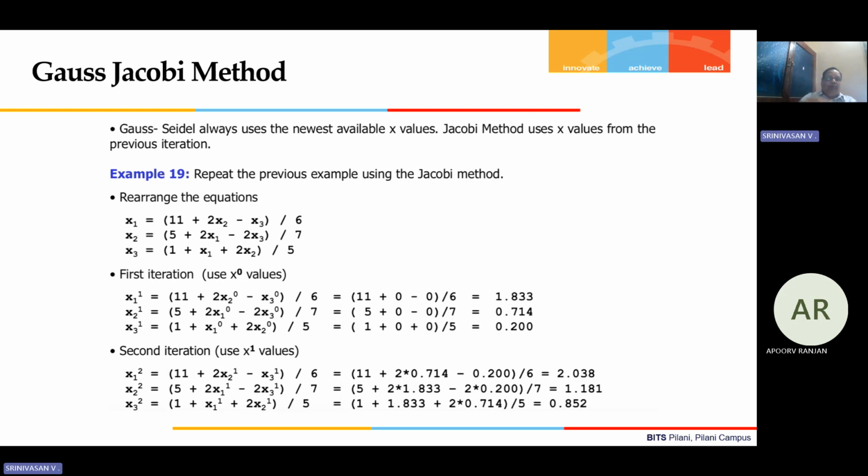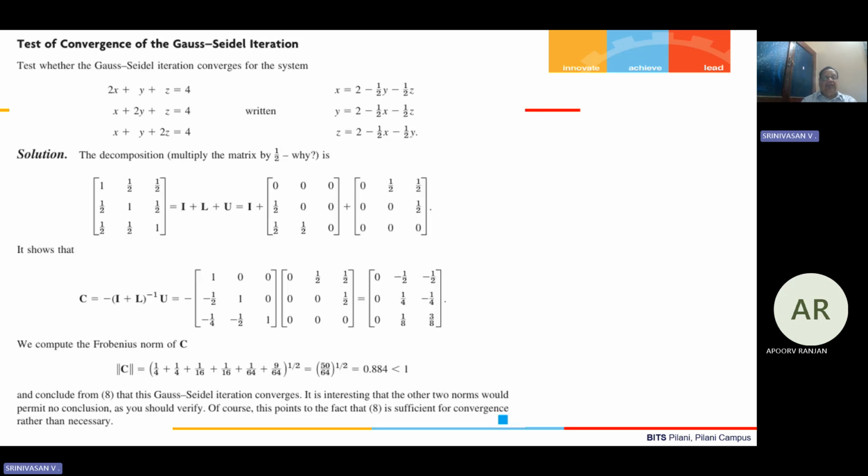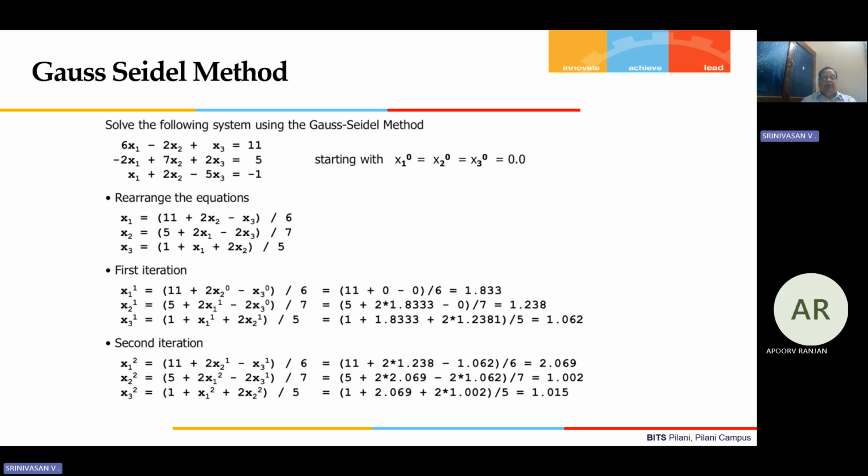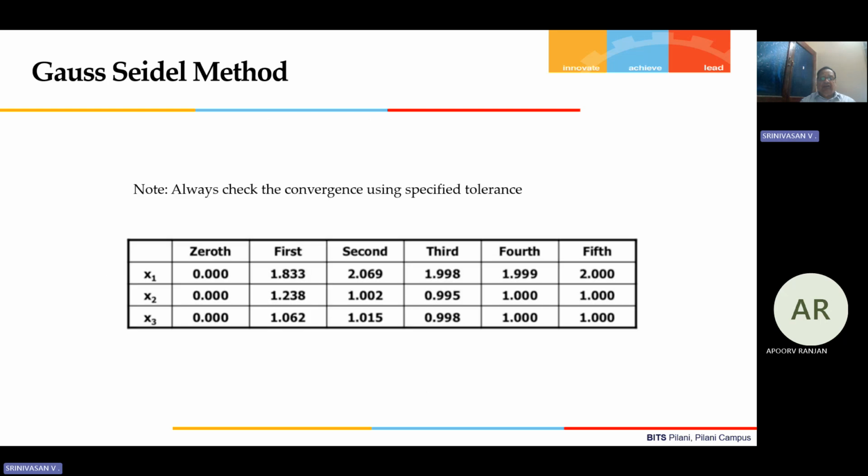So already we had this problem. I hope you would be able to recollect. See this problem. You can easily understand this, rearranging the solution. So x1 equals something divided by 6, x2 divided by 7, x3 divided by 5. Kindly remember this. We are taking up the same problem, now doing it by the Gauss-Jacobi method. In what way it is going to be different, you just check.